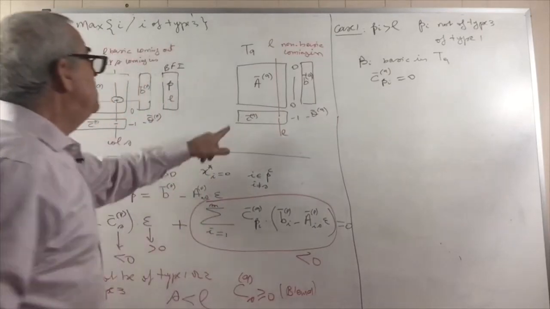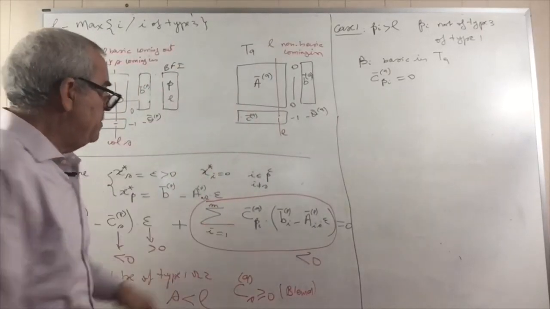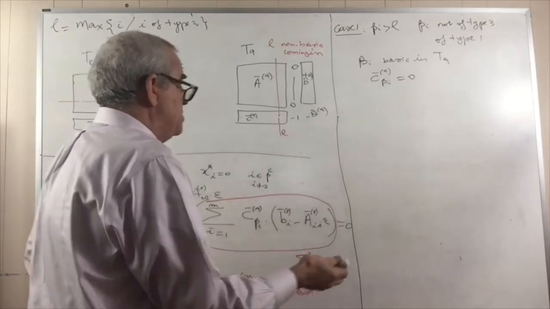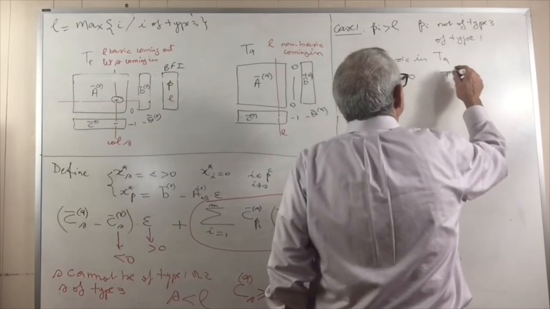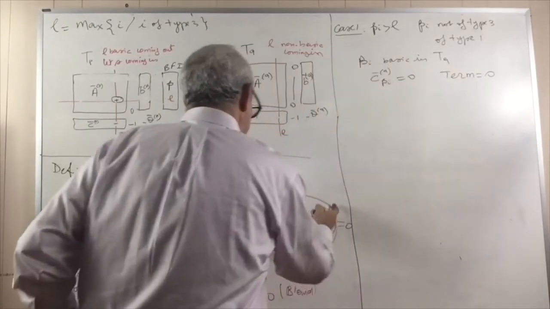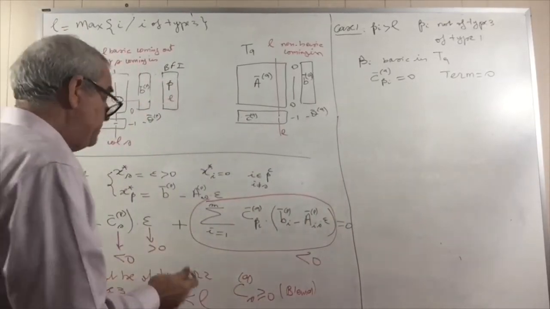All right? Remember, we set the coefficient equal to 0 for the basic variable. So the term, this term here, for all beta I bigger than L is equal to 0. So the term, I mean this product, this term here, is 0. That's case 1.